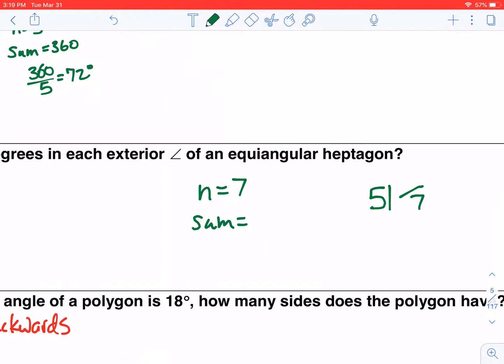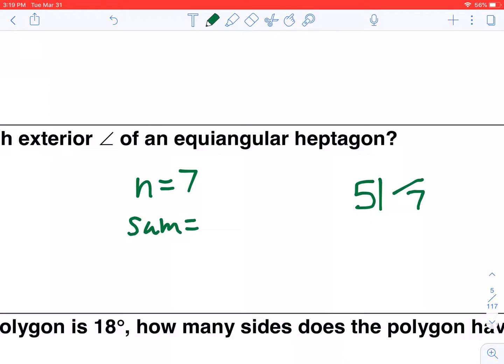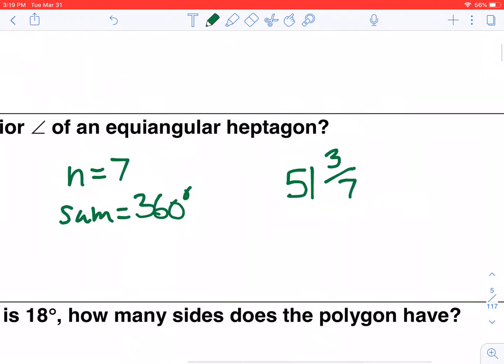One way to figure that out, an easy way, is take 51 times 7. And note that gets you 3 degrees away from 360. So therefore I know that it must be 3 that is the remainder. So 3/7 is the measure of the exterior angle. Okay?